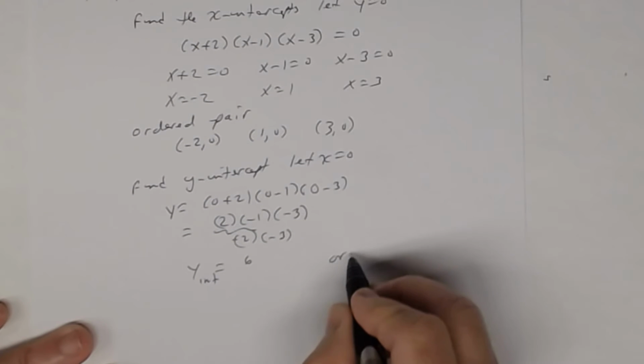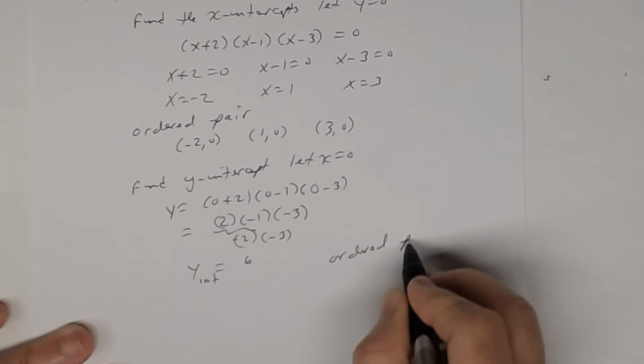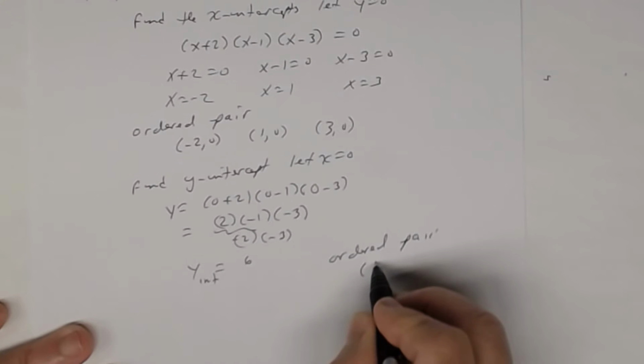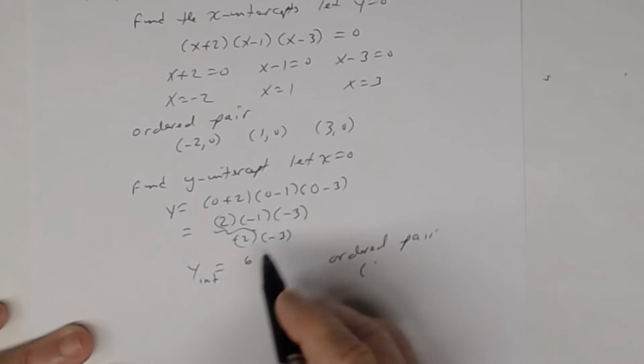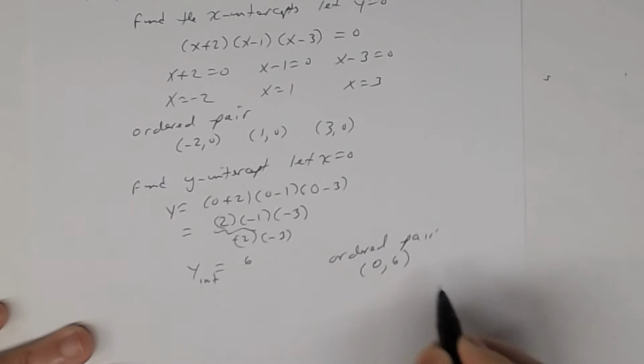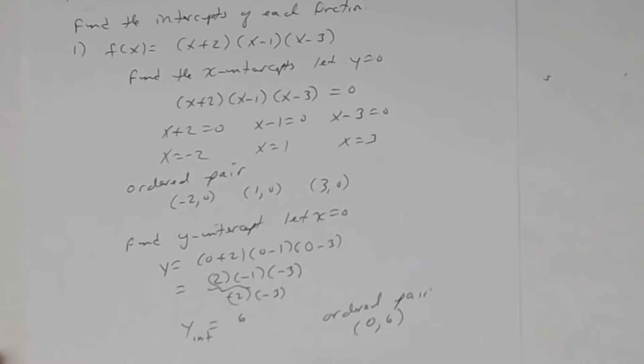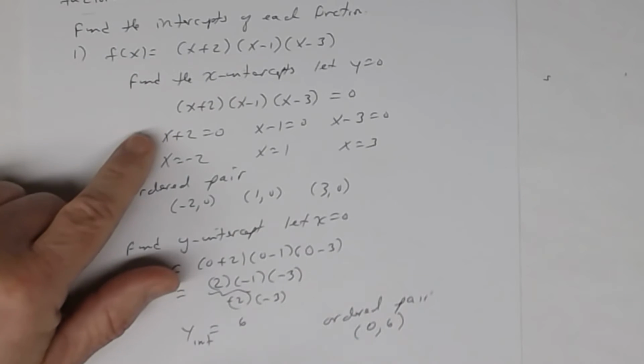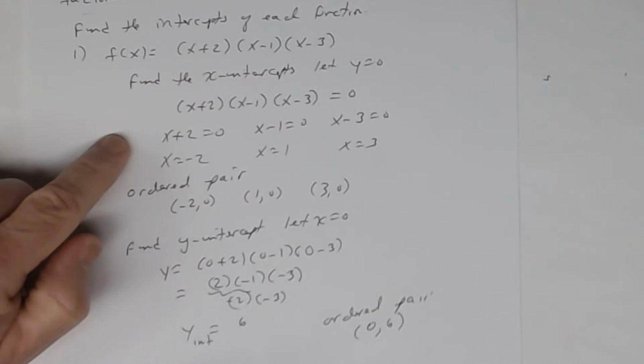So as an ordered pair, you're going to say, remember x is 0, y is 6. So make sure you write it correctly, (0, 6). All right, so that's how you find intercepts of functions that have already been factored for you.